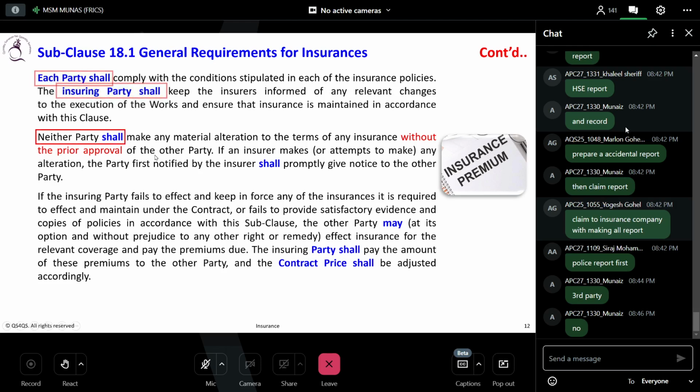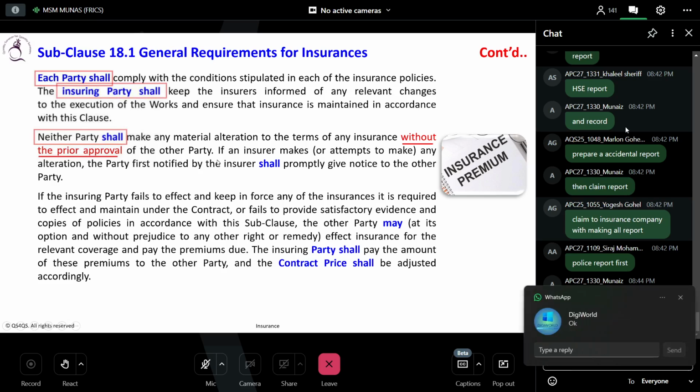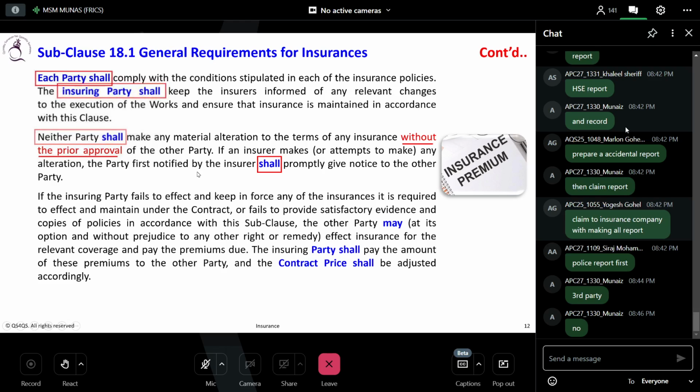Neither party shall make any material alteration to the terms of any insurance without prior approval of the other party. Now, if you want to change any terms and conditions within the insurance policy, you have to take the approval of the other party. If the insurers make or attempt to make any alteration, the party first notified by the insurer shall promptly give notice to the other party.